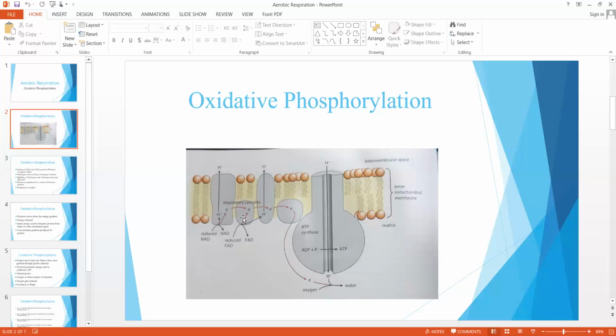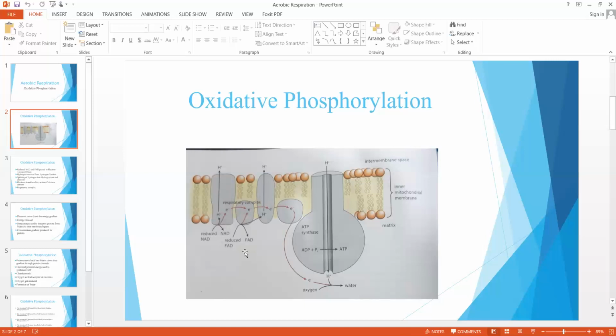Remember that this movement of protons cannot take place through intrinsic or extrinsic proteins. Over here, these two are intrinsic proteins. So you can see the movement of protons is not shown through these two proteins. The movement of the protons occurs through transmembrane proteins.